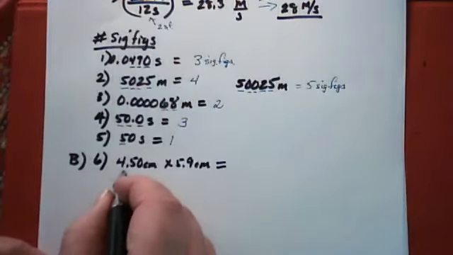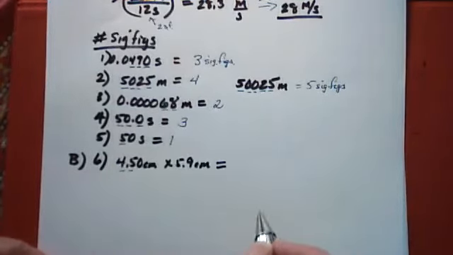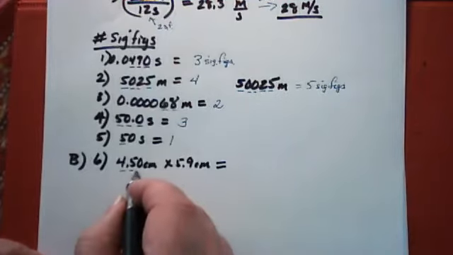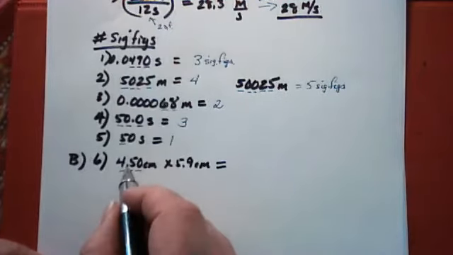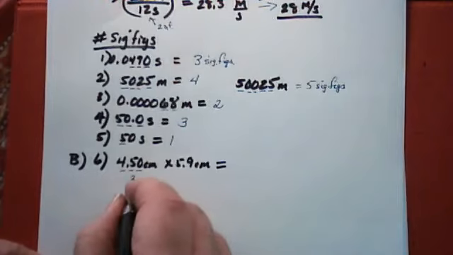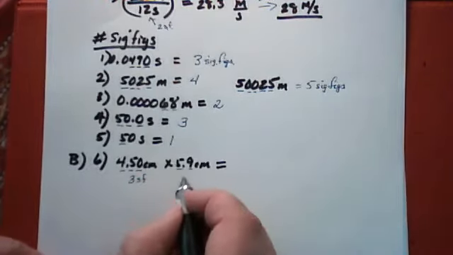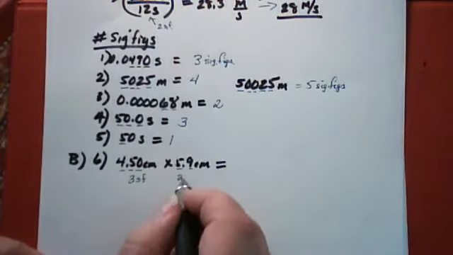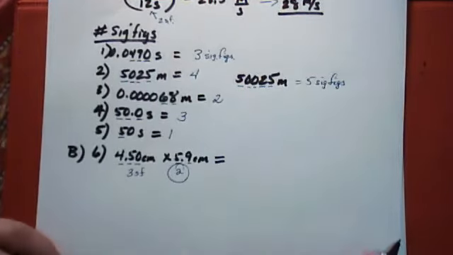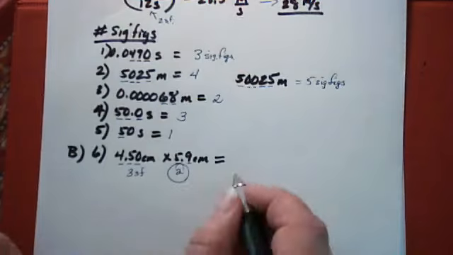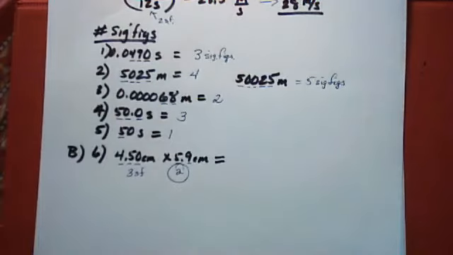So let's see here, you've got the 4 and the 5 that count, and in this case, the 0 at the end counts also because there's a decimal point. So that's 3 significant figures. 5.9 obviously is only 2 significant figures. You go with the smaller number of significant figures, so the answer should have 2 significant figures.